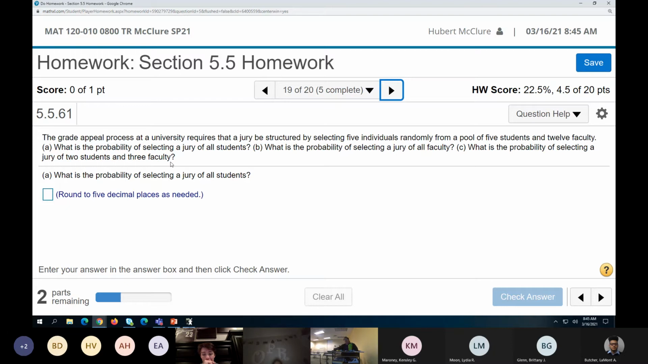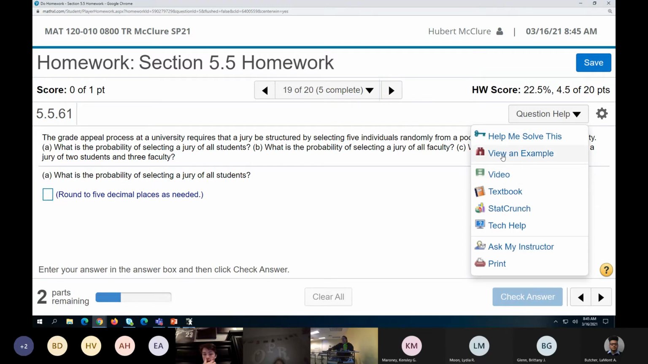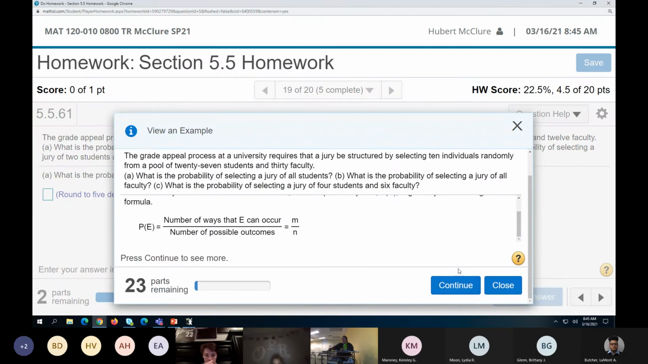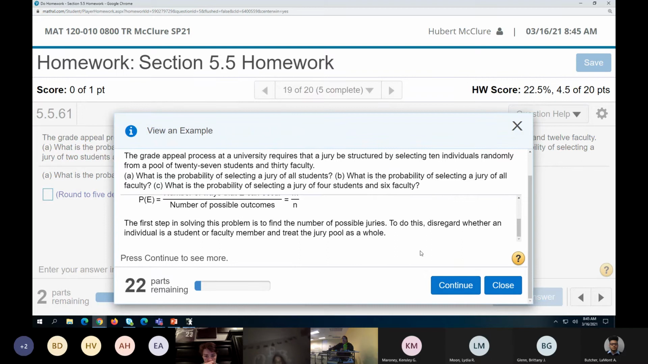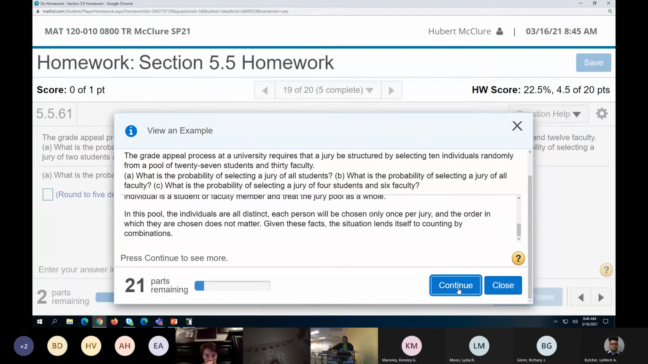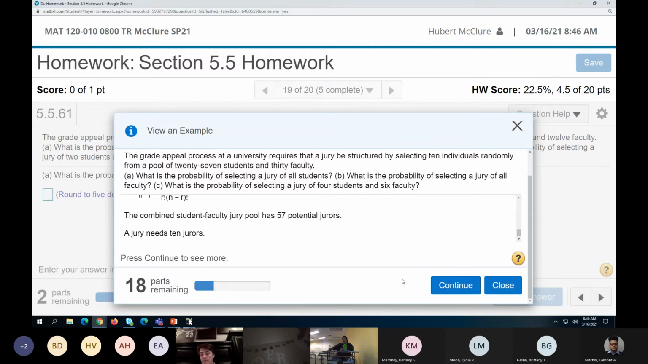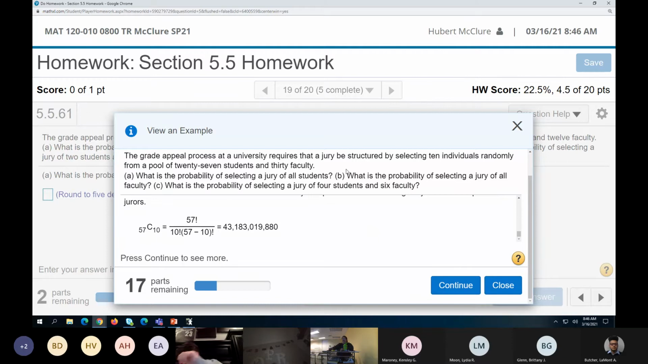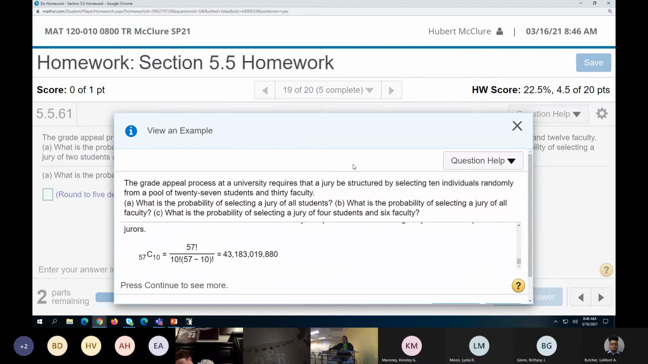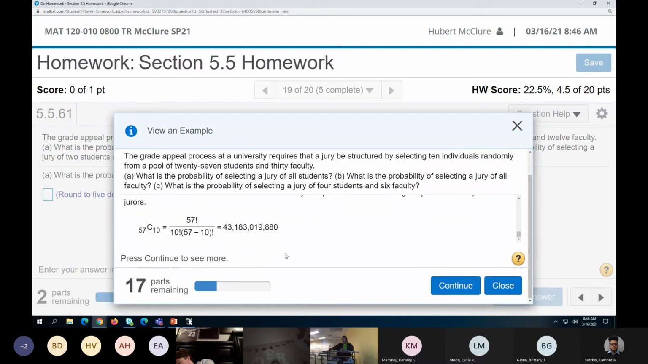I believe this question is set up like the egg question. What are you talking about, the egg question? About cracked eggs. They used to have one in this book about cracked eggs. The first one, you got to find the denominator. And after you find the denominator, let's see, yep, 57 has 57 potential juries. Yep, that's the way you do that one. I'm looking to make sure this is, yep, 57 combination 10. I'm looking to see where they got their numbers. 10 individuals randomly selected from 27 and 30. Yep, and that's the denominator.